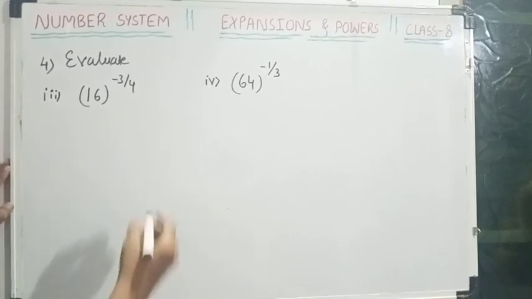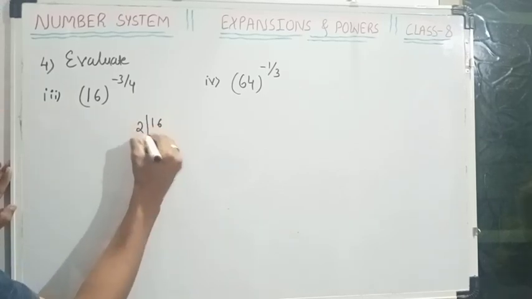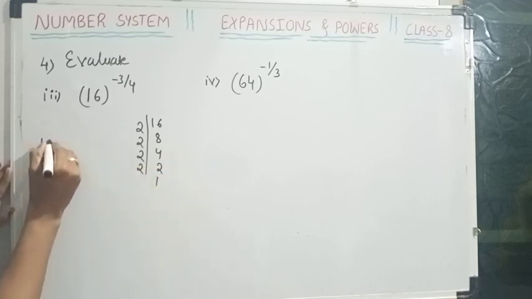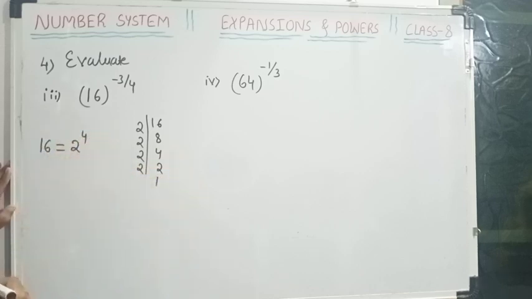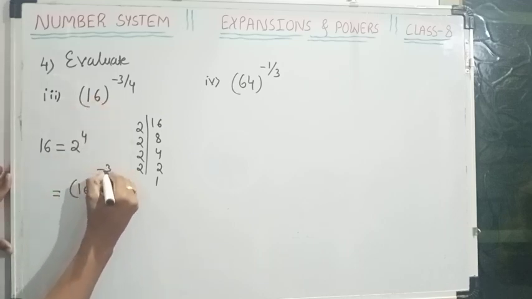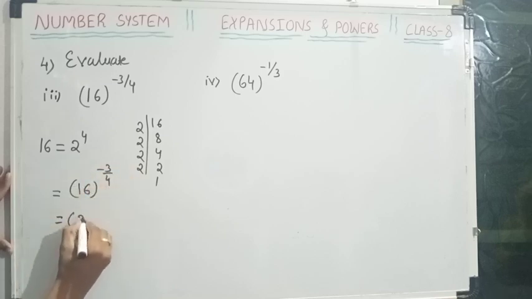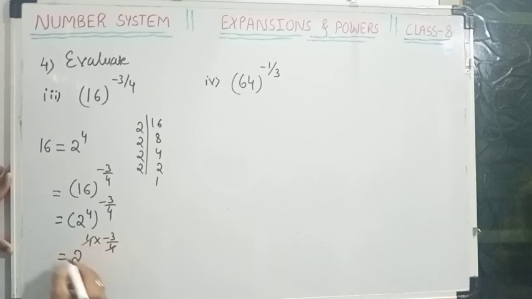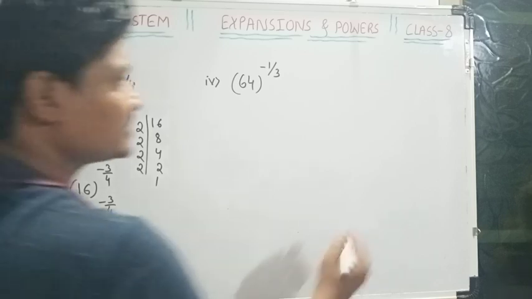Here we go with the next question. 16. This 16 can be written as 2 to the power 4, 2 4s are 8, 2 8s are 16. This 16 is equal to 2 to the power 4. I'll substitute this value in the given question. 16 to the power minus 3 by 4. 16 can be written as 2 to the power 4 raised to the power minus 3 by 4. 2 to the power 4 into minus 3 by 4. 4, 4 gets cancelled here. 2 to the power minus 3. I'll bring it down, 2 to the power 3. 1 upon 8. That is the required answer.